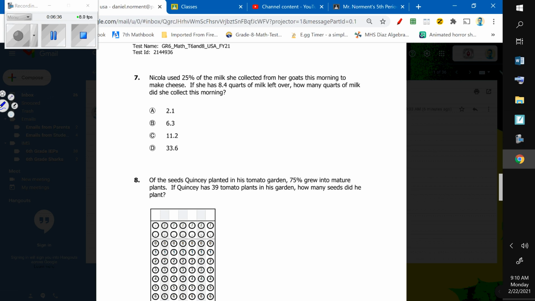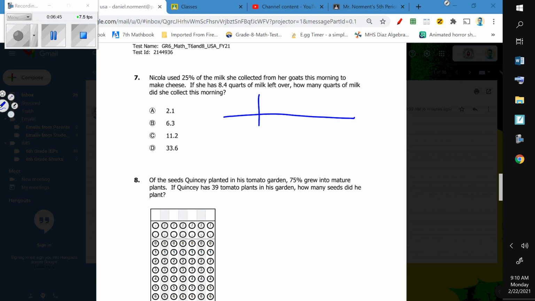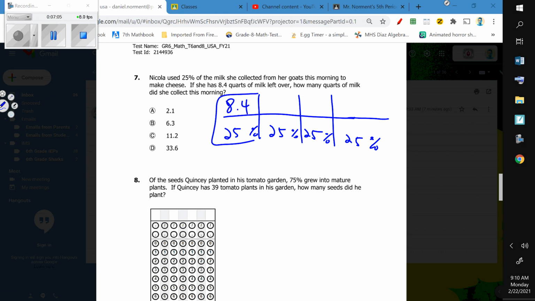I can tell just by looking, but that's not going to help you guys. Yeah, you can do it that way. This isn't technically the way that I would normally do it, but how many 25%s does it take to make 100%? Well, it takes 4, doesn't it? 4 quarters makes $1, 4 quarters in a football game. So if there's 25% left over, which is 8.4, then every quarter is going to be 8.4.